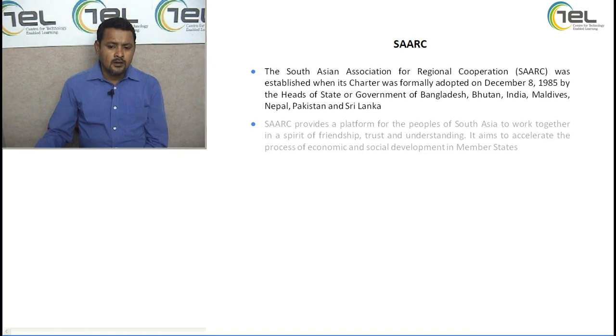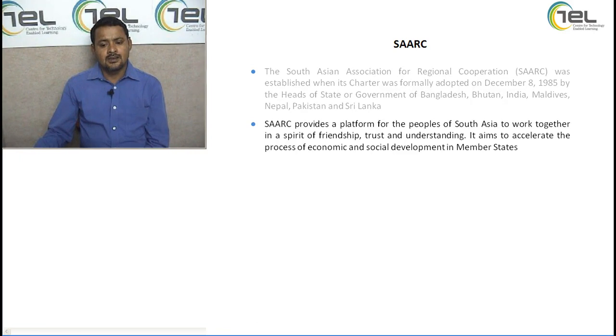Now we are coming to the more talked about but much less successful SAARC, which is closer to heart and closer to home. The South Asian Association for Regional Cooperation was established when its charter was formally adopted in December 1985 by the heads of state of India, Bhutan, Bangladesh, Maldives, Nepal, Pakistan and Sri Lanka. SAARC desired to provide a platform for the peoples of South Asia to work together in a spirit of friendship, trust and understanding. They wanted to work in a very cooperative and accelerated manner.